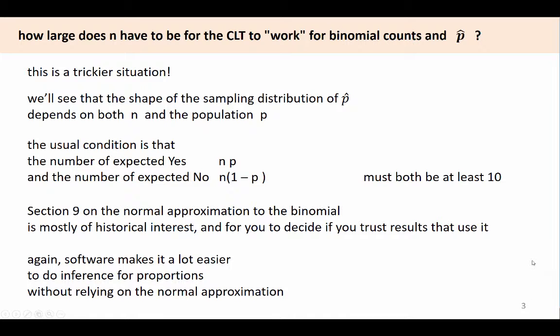Section 9 has the title Normal Approximation to the Binomial, and when people say that, they mean the normal approximation to the binomial for counts. This is mostly of historical interest, and I want you to have some exposure to this material so you can decide if you can trust results that use it. Software makes it a lot easier to do inference for counts and proportions without relying on the normal approximation, but sometimes the normal approximation is okay.